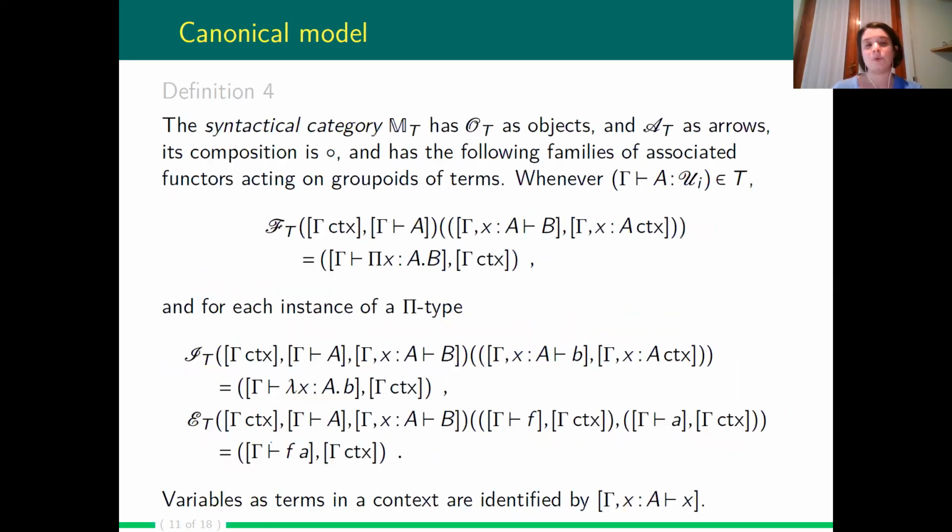So we can finally define the syntactical category, which has the objects and the arrows which we have just defined. And it has prefunctors deputed to interpret the formation, introduction, and elimination rules. And finally, another object which is deputed to interpret variables.